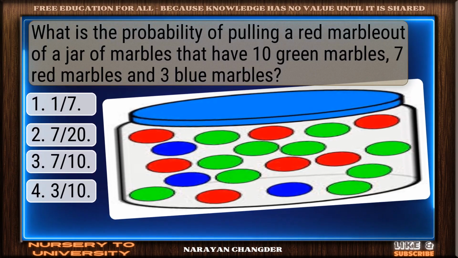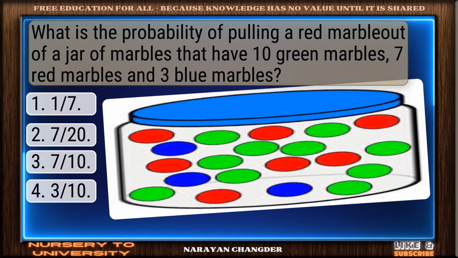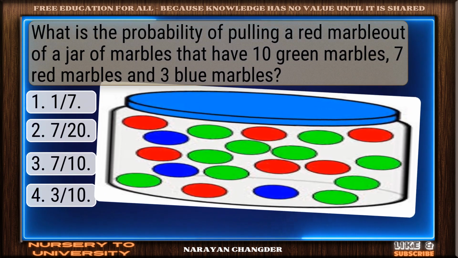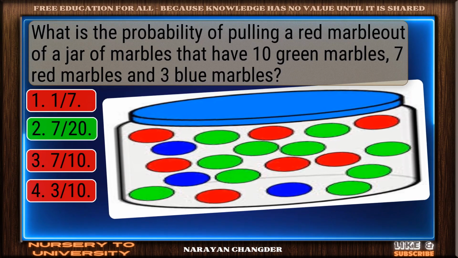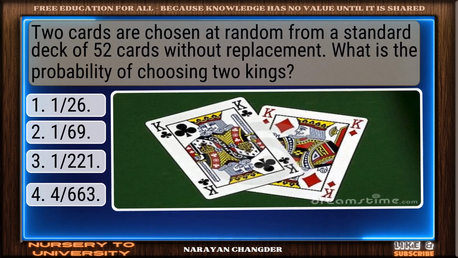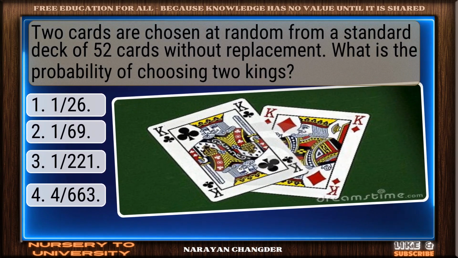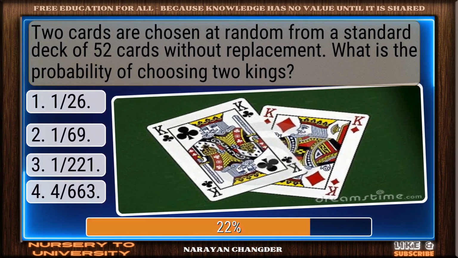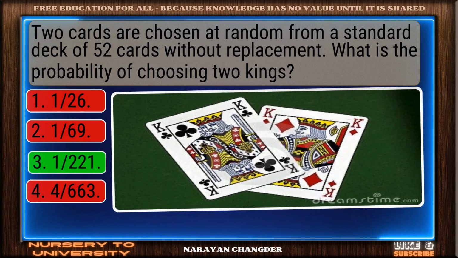What is the probability of pulling a red marble out of a jar of marbles that have 10 green marbles, 7 red marbles, and 3 blue marbles? Sharp thinking. 7/20 is right. 2 cards are chosen at random from a standard deck of 52 cards without replacement. What is the probability of choosing 2 kings? Correct. 1/221 is spot on.